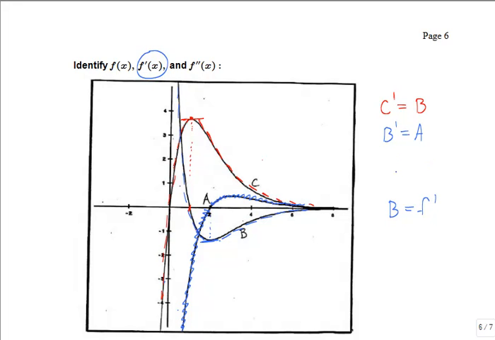So if the derivative of B is A, then the derivative of f prime would be f double prime, and that needs to be our A. So graph A must be the derivative of B, which means the derivative of the derivative, or the second derivative. And going backwards here, B is supposed to be the derivative of C, so C must be the original function so that when I take its derivative, I end up with B. So these are how the three functions are labeled. C is the original, B is the first derivative, and A is the second derivative.